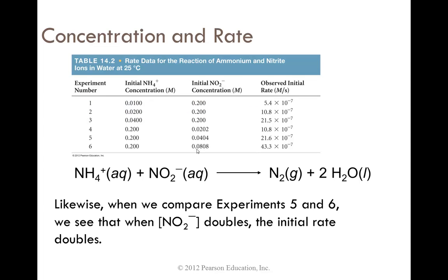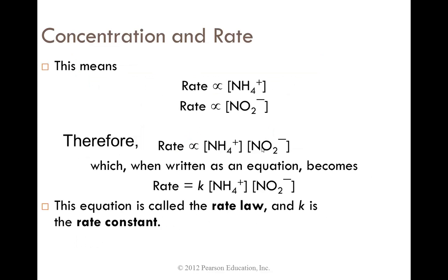Similarly, if we look at nitrite in experiments 5 and 6, it doubles here, and once again the rate doubles. This means that the rate is proportional to both ammonium and nitrite. When we write this as an equation, it comes out looking like this, where K is the rate constant, which is different for every single chemical reaction, multiplied by the concentration of ammonium and the concentration of nitrite. Remember that the boxes mean concentration. This is called the rate law.